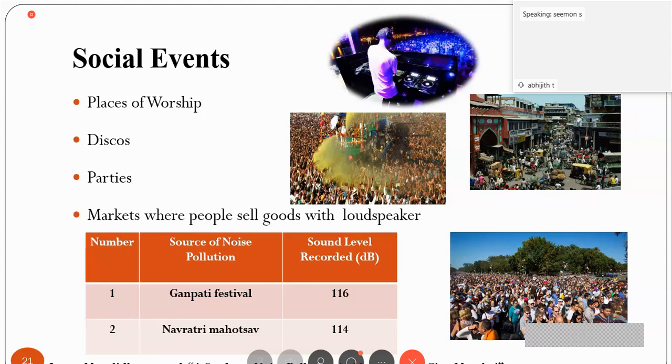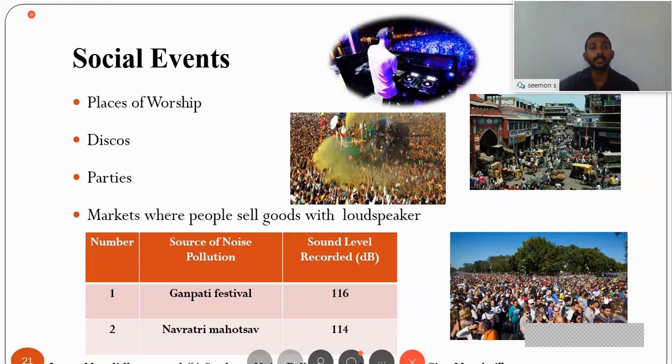Okay, social events come with places of worship where people gather and discuss, parties, or markets where people sell goods with loudspeakers. Places of worship may be a mosque or church or temples where people gather and there will be loud noise produced. That also comes under social events. Next are discourses or parties, and next the markets where people sell goods. This all comes under social events.